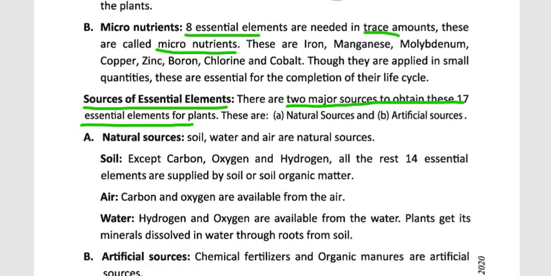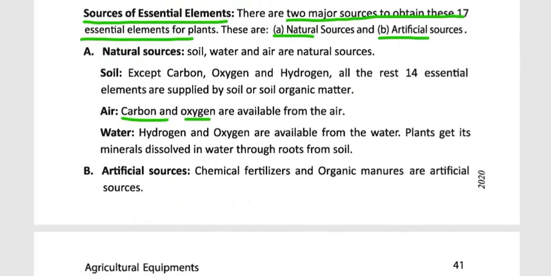So we get these 17 essential elements from two sources, natural and artificial. The natural sources are soil, air, and water. Except carbon, oxygen, hydrogen, all the rest 14 essential elements are supplied by soil or soil organic matter. So basically, plants get their nutrition from soil mostly. From air only carbon and oxygen are taken, and water provides hydrogen and oxygen.